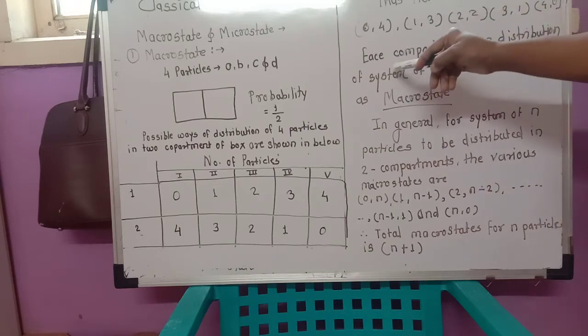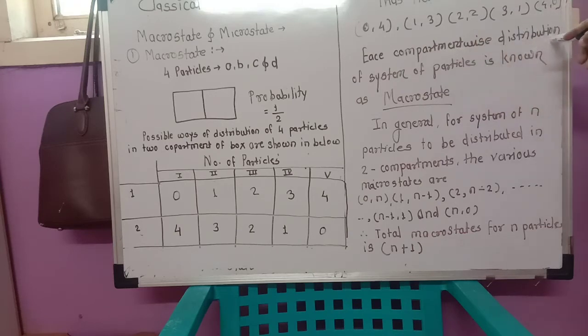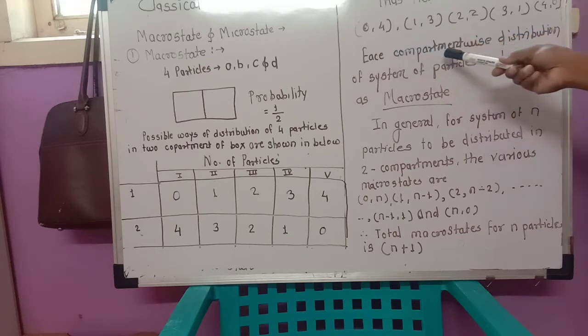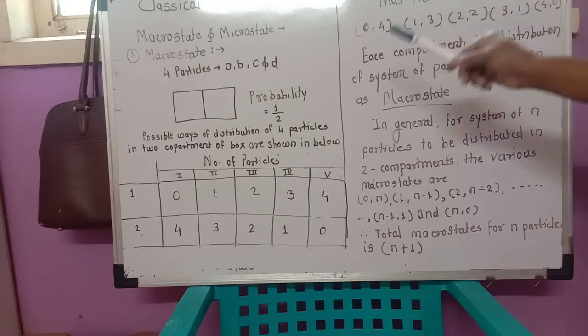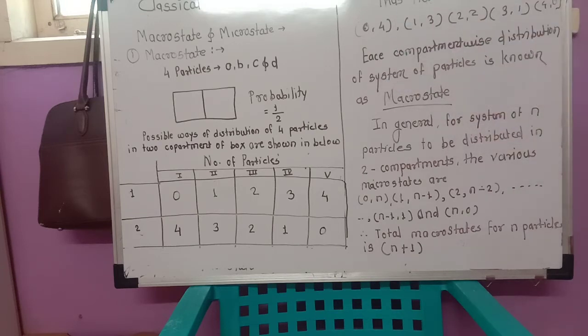Each compartment-wise distribution of a system of particles is known as the macrostate. Again I'll repeat it. Each compartment-wise distribution means this distribution. See here we have 4 particles A, B, C and D, and we have to distribute these 4 particles into 2 compartments of a box.